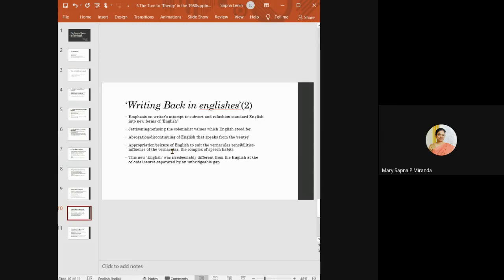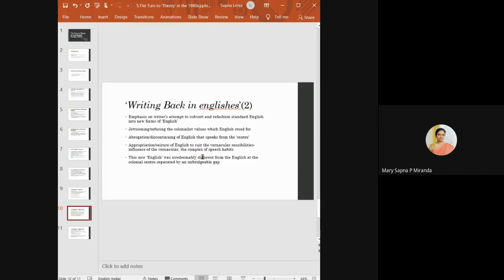So you can give the example of Arundhati Roy, The God of Small Things. What has she done? She's done this. She's appropriated, she's seized English to suit the Malayali sensibility, wherein she's telling us the story of the characters. It's a highly complex kind of text. It's highly influenced by Malayalam speech habits, Malayalam history, Malayalam words, but still we call it an English text, whatever.